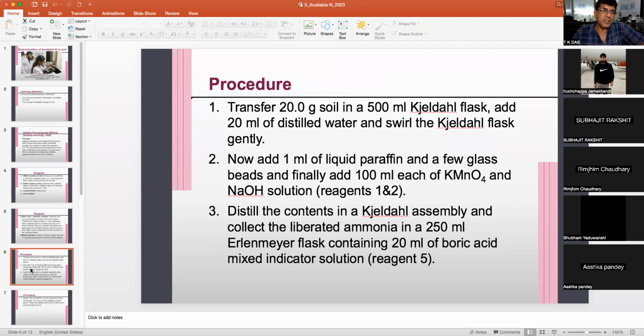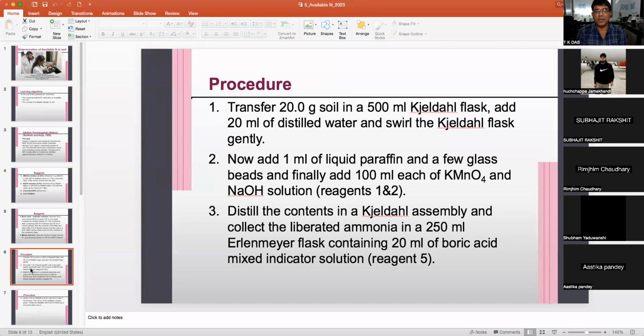Procedure. Here you see the amount of soil is also higher. In total soil nitrogen, you have taken 5 grams of soil. Here you are taking 20 grams of soil because the nitrogen content is less. So to increase precision or accuracy, you take a larger sample.